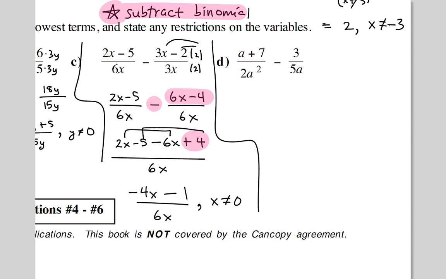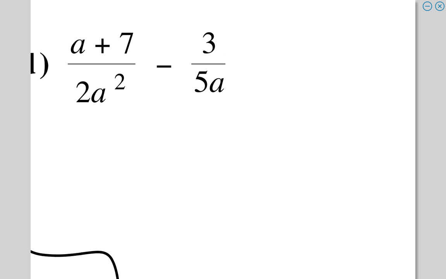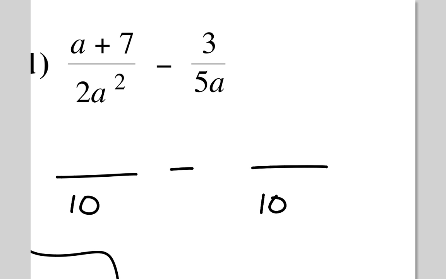Okay, let's look at the next one. A little bit more challenging because is there anything similar? A2, A1, 2 and 5. So we got to adjust both. 2 and 5, where are they going to meet? 10. And where's A2 and A1 going to meet? Yeah, good. A2. So what do I need to multiply the second guy by? 2A on top and bottom.